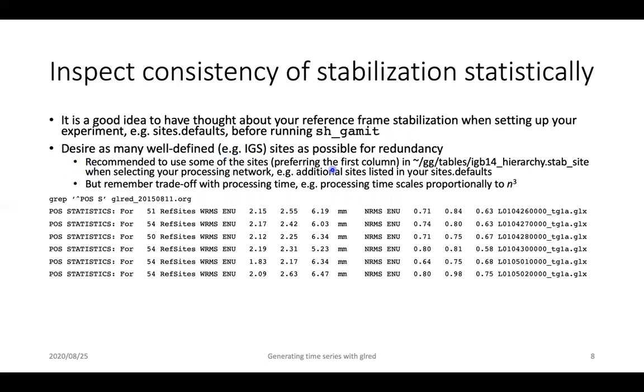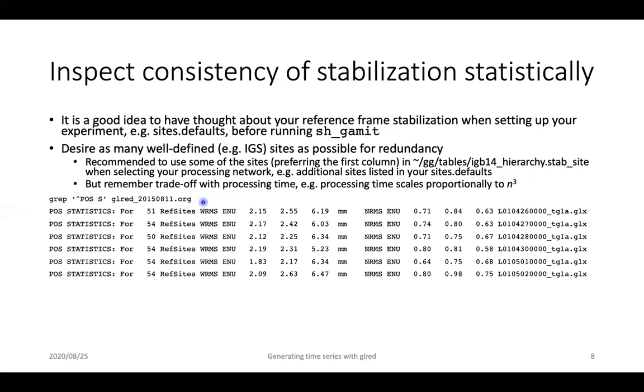We would ideally recommend using some of those sites in the first column of that hierarchy.stab_site file because they're supposed to be the best. But remember, the more IGS sites that you include, the longer the processing time will be, because the processing time in GAMIT will rise approximately proportionally to the number of parameters cubed, or so, the number of sites cubed.